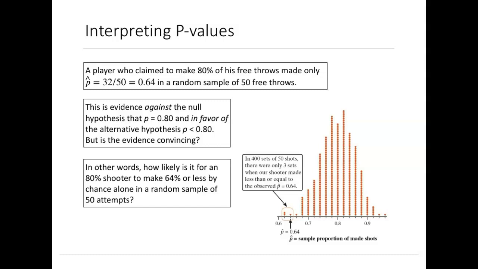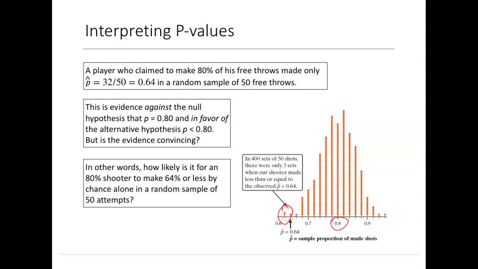All right, so if we did 400 sets of 50 shots, and in each one we calculated the sample proportion of made shots, only 3 sets out of 400 did our shooter make less than or equal to the observed p hat value when his true shooting percentage was 80%. Okay, so this is like an approximate sampling distribution. If his true shooting percentage is 80%, that doesn't mean he's going to shoot exactly 80% every time. He's not going to shoot 40 out of 50 every single set of 50, right? There's going to be some variability. But only 3 out of the 400 did he shoot 64% or less by random chance.